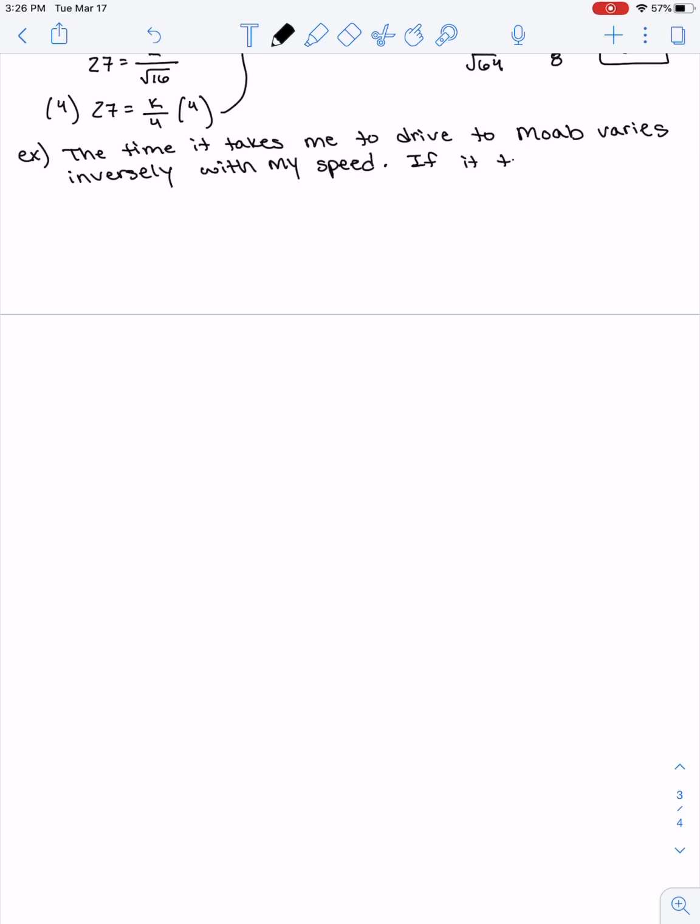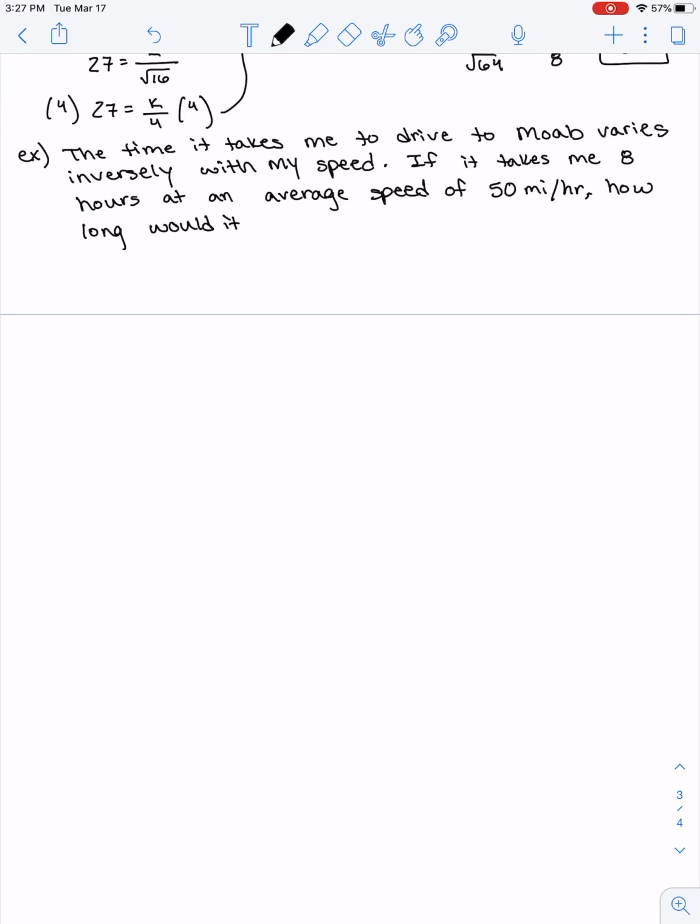If it takes me 8 hours at an average speed of 50 miles per hour, how long would it take me if I went 60 miles per hour on average?